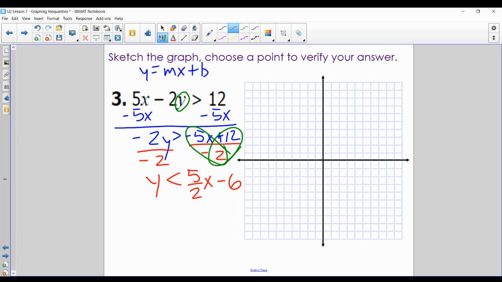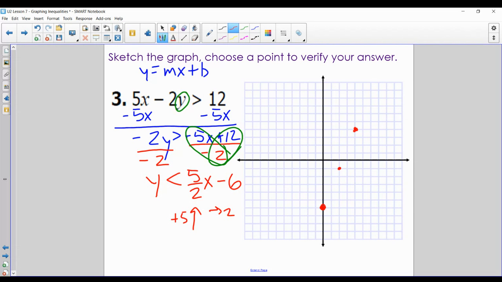All right, so just like we did before, start with the y-intercept. So I go to negative 6 on the y-axis. Then I look at my slope. It's going positive, so up 5, to the right 2. Get a couple of points in here. And I'm going to draw the line.